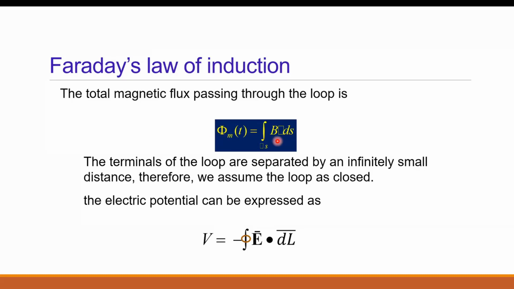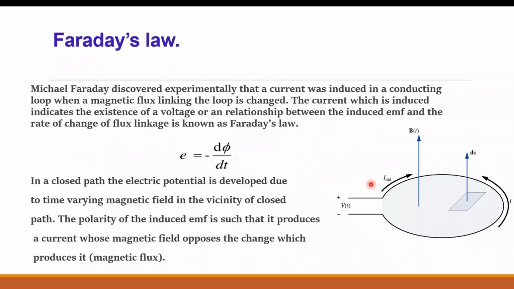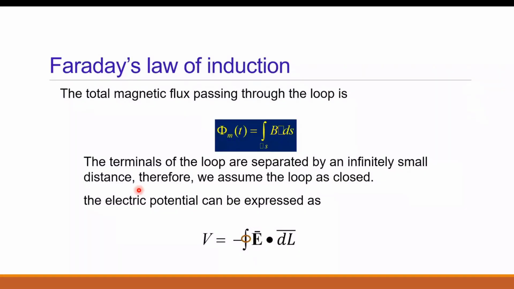So this is the open flux through that area, the terminals of the loop. Now this flux is because of the magnetic field generated inside the primary coil, and that flux is related to the magnetic field density. The terminals of the loop are separated by an infinitely small distance. Therefore, we assume that the loop can be closed. The electric potential, we already know this equation. Potential is expressed by V is equal to minus integration of E bar dot dl bar.